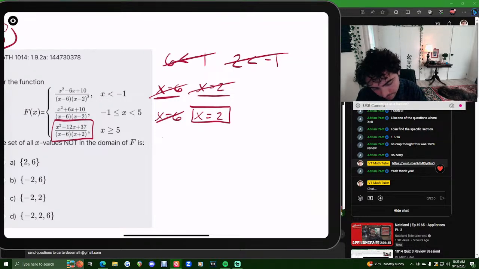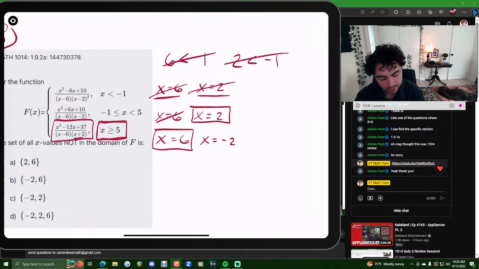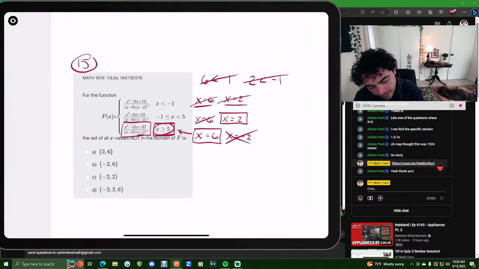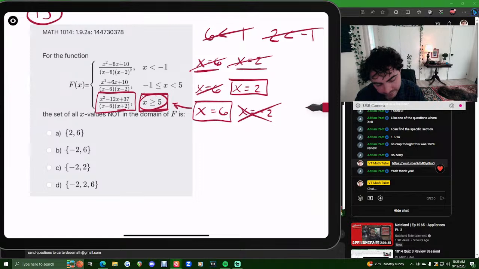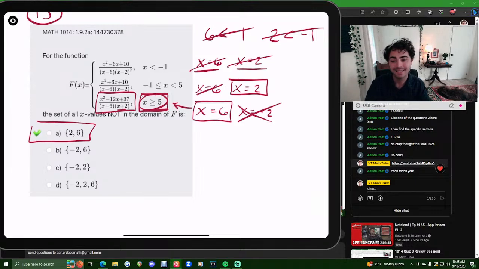The denominator factor x minus 6 would give us x equals 6, and the other piece, x plus 2, would give us x equals negative 2. Keep in mind, it's the opposite of what we see in the factor. We ask ourselves, is 6 greater than or equal to 5? Yes, 6 is greater than 5, so it fits in this domain. Now, is negative 2 greater than or equal to 5? It is not, so we get rid of that. Now the only boxed x values we have are 2 and 6. So those are the only two x values that would not be in the domain. Okay? That was number 15.